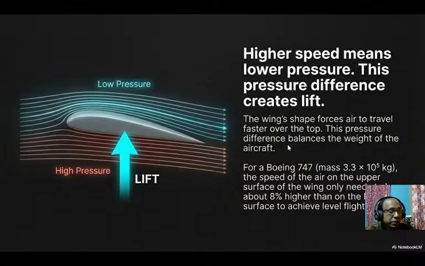So we can say higher speed means lower pressure. The pressure difference creates lift. The wing shape forces air to travel faster over the top. This pressure difference balances the weight of the aircraft. For a Boeing 747 of mass 3.3 times 10^5 kg, the speed of the air on the upper surface of the wing only needs to be about 8% higher than on the lower surface to achieve level flight.